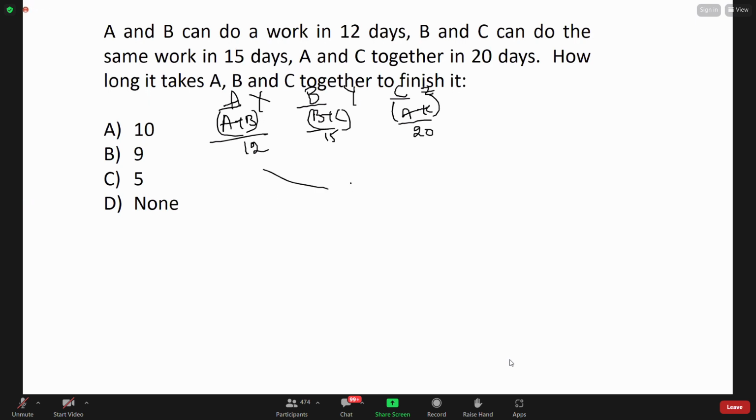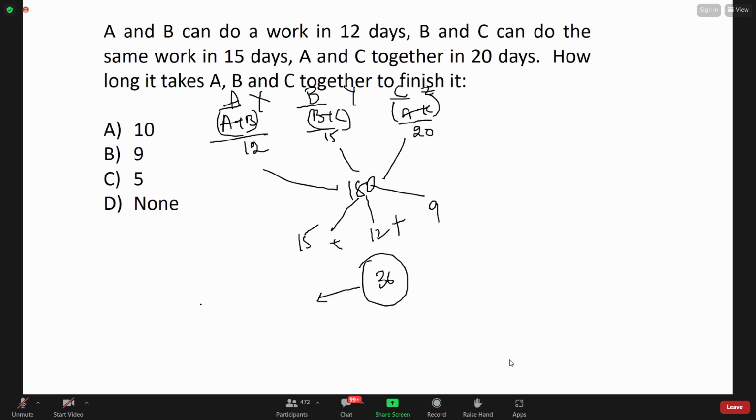So if I have to take the common multiple, I'll take 180. This is 15, this is 12, this is 9. 15 plus 12 plus 9, 27 plus 9 is 36. 36 units is what X plus Y plus Z, that is A plus B plus C. Sorry, I'll not write it in this way. If I write it, it'll be confusion. You'll be confused. So what does it give us actually?